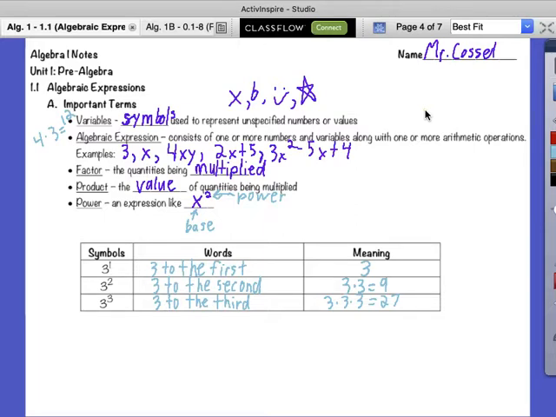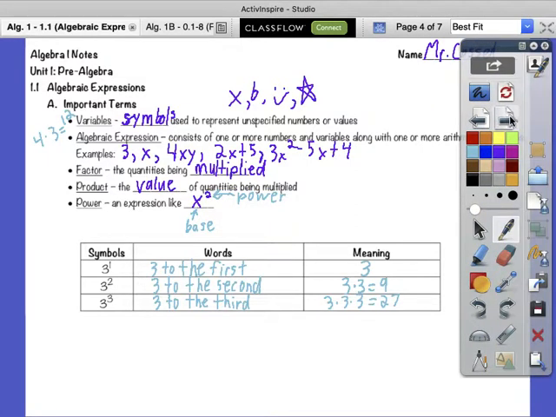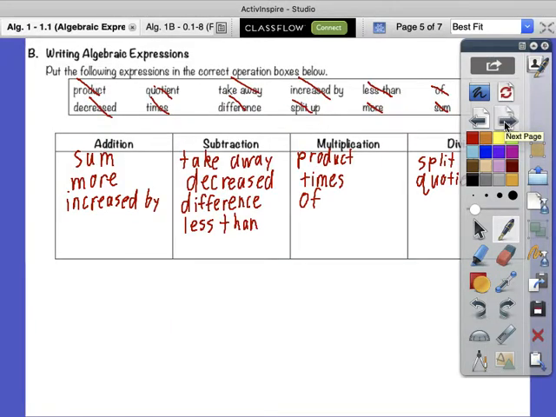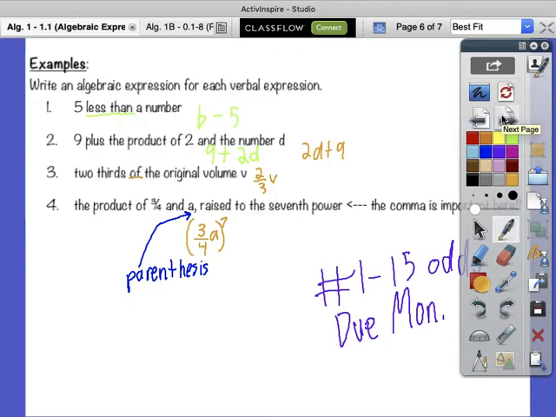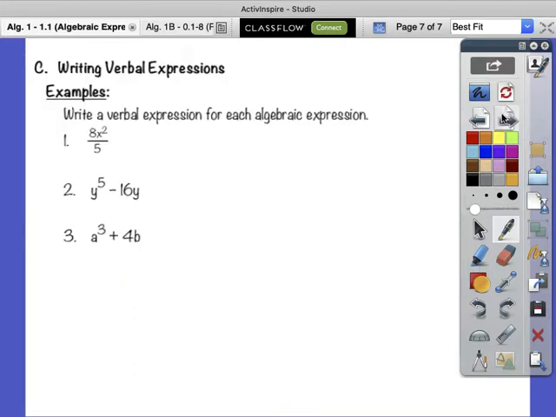We've done this slide. We've already talked about the important terms. We know what variables are now, expressions, factors, products, powers, all of that good stuff. We've already talked about some of these keywords and what they mean for operations. And we already went through writing the algebraic expression from the verbal expression. Now we're going to go on to writing the verbal expressions. We're going to go the other direction. We're going to be given the algebraic expression, and we're going to be writing it in words.